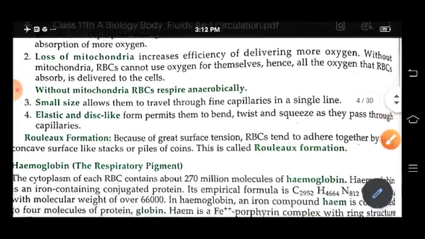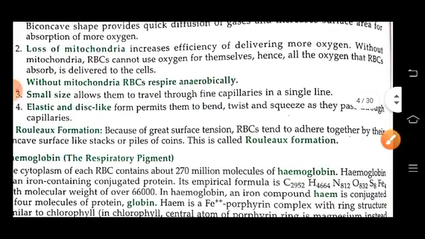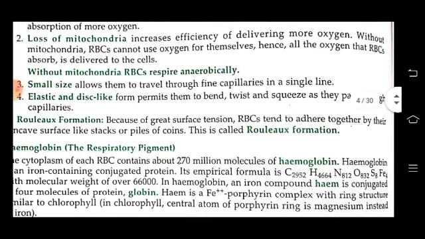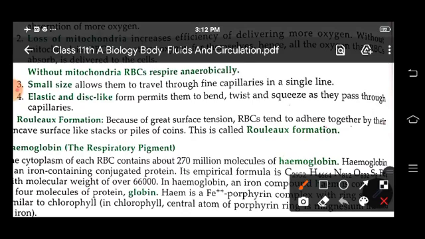Now what is rouleaux formation? Because of the great tension, RBCs tend to adhere together by their biconcave surface like stacks or piles of coins. So this is called rouleaux formation.